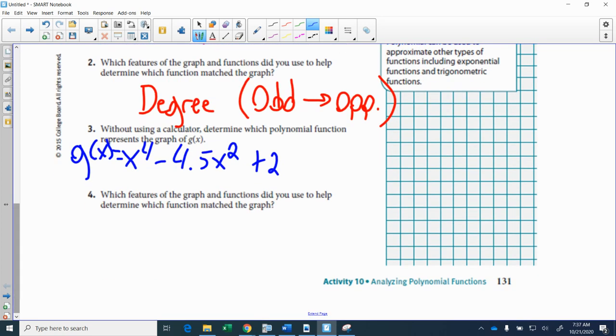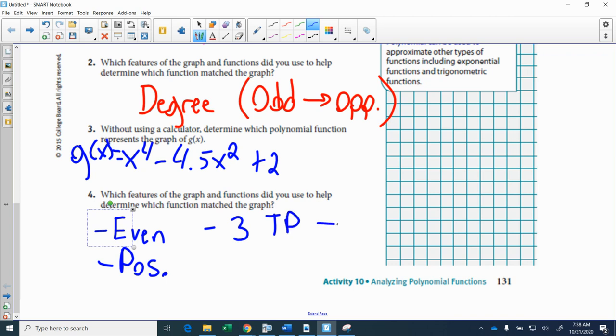Now when I ask what features you used, I'm going through the whole process. It was even: both lines are pointing up, so I know it had to be an even function. It was positive, since it was going upwards, so it couldn't have a negative leading coefficient. And last but not least, we had 3 turning points, which means it had to be a degree 4 function.